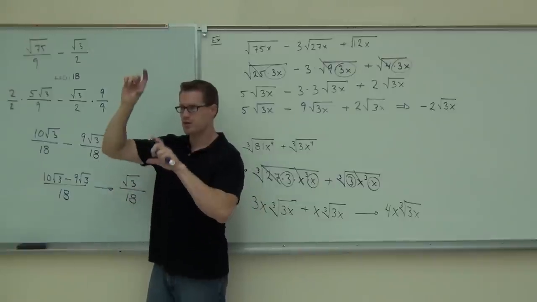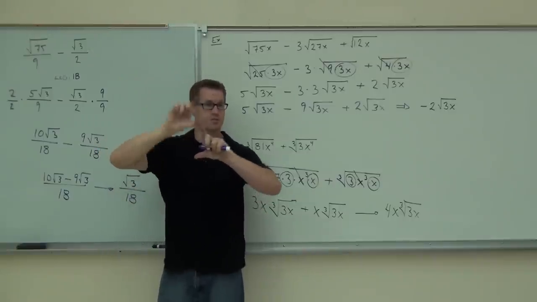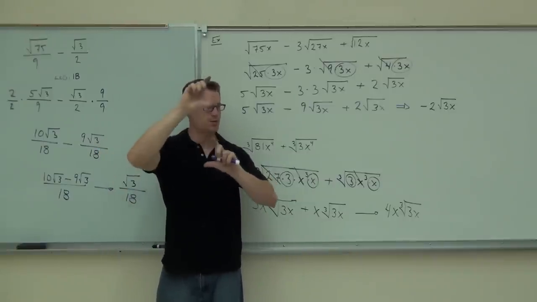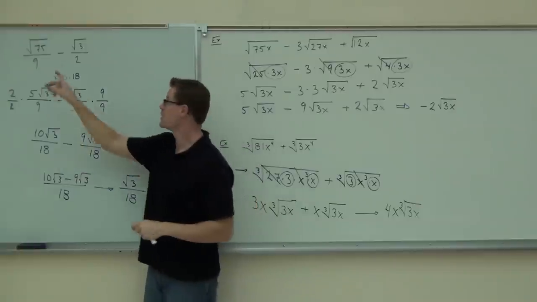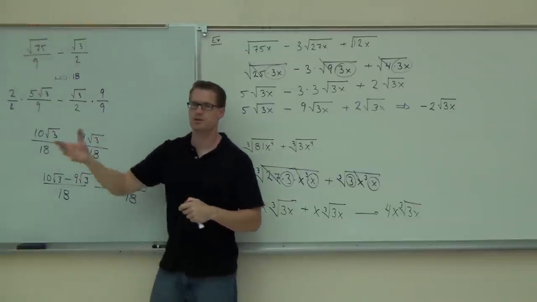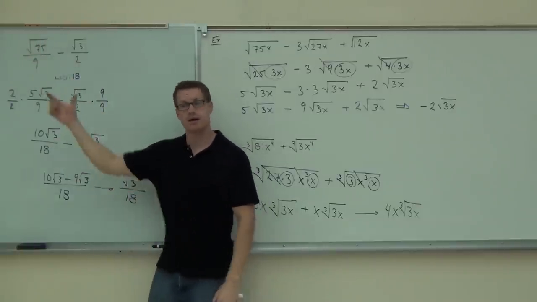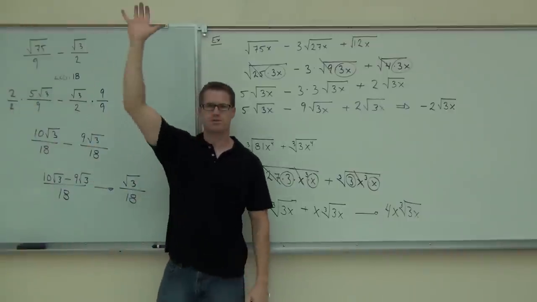The first thing we did when you had a radical over a radical, we didn't simplify first, we combined them first. That's always what you do when you have a radical over a radical. However, if you don't, then sure, go ahead and simplify that because there's nothing you're going to have to combine later. It's just that one root. How do people feel all right with this so far?